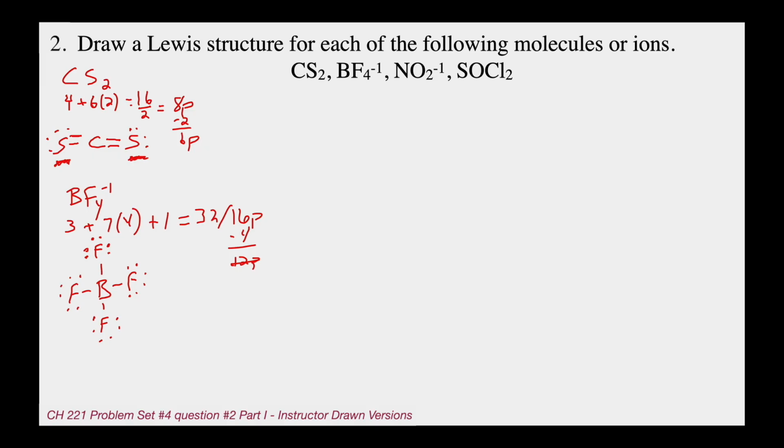I'm out of electrons. Make sure everything has an octet. Fluorine is definitely good to go. Boron has 4 bonding pairs around it, so it also has its happy space. It's got all of its electrons. This Lewis structure is good to go.